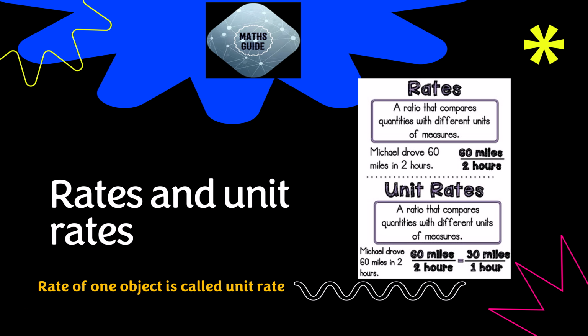Sometimes to find the rate of objects, we need to find out the unit rate. The rate of one object is called the unit rate. It is just like the unitary method. When we have been given the value of many objects and we have to find out the value of many objects again, we have to find out the value of one object first. This is called the unit rate.